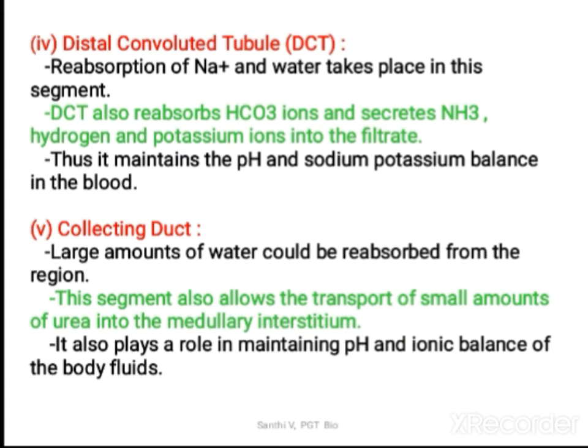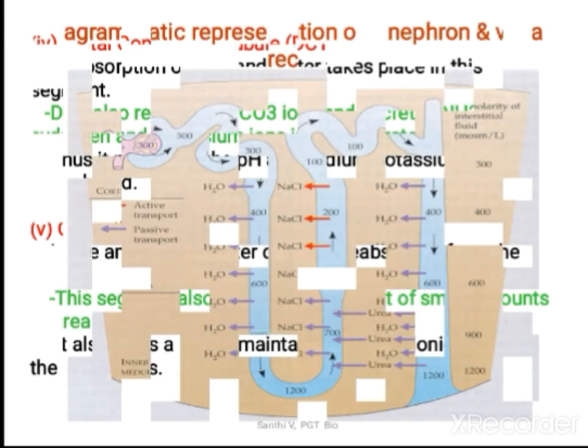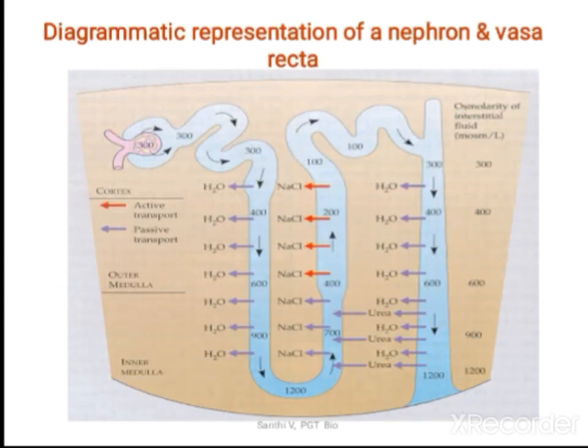So what is the purpose of absorption? It plays a role in maintaining pH and ionic balance of the body fluids. So we studied each and every function of the different parts of the nephron. Here is a diagrammatic representation of the nephron and vasa recti. What is shown in red color is active transport. What is shown in purple color is passive transport. Active transport is by spending energy and passive transport is without spending energy.